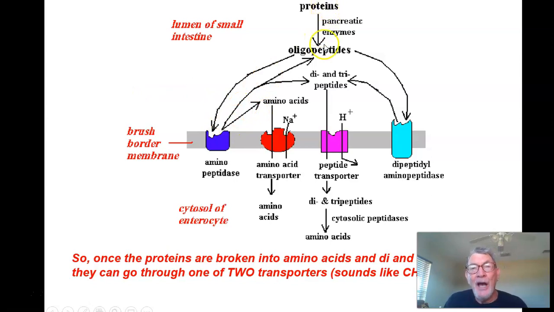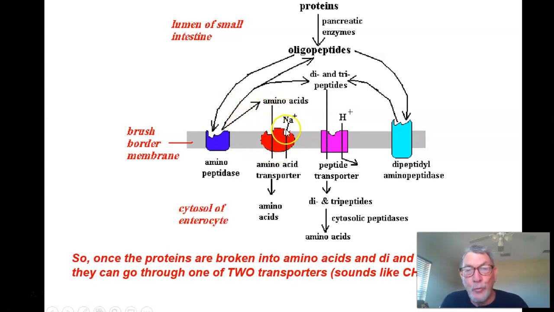So what you have are some small peptides, di and tripeptides, and what you're going to need to do is break this down more. Now, you don't have to break it down quite as much as you broke down your carbs. Carbs have to be monosaccharides to get through. Proteins can be broken down into individual amino acids, each of which has its own transporter.